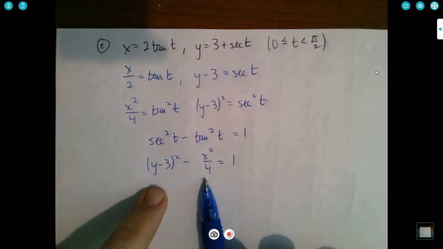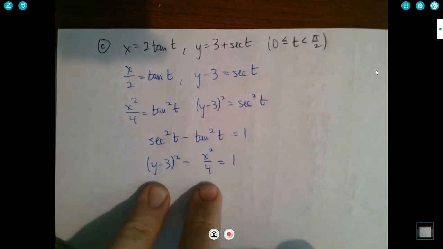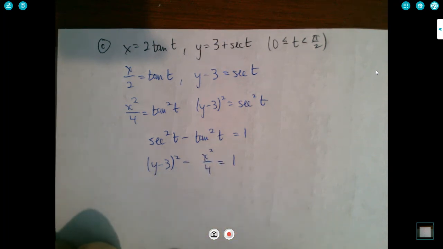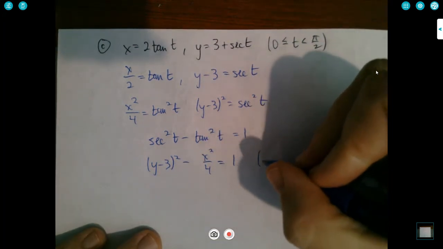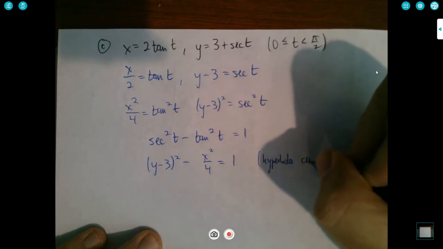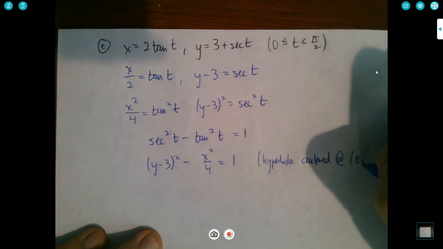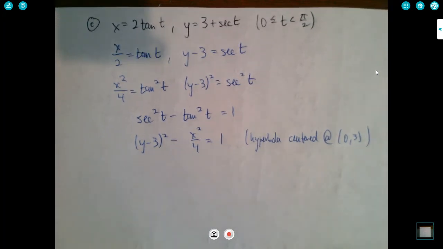Anyway, so this is a conic section. And if you can't tell what conic section it is, I'll let you know. This thing is a hyperbola centered at 0, 3. And yeah, so it's a hyperbola. Maybe we'll graph it. Yeah, so in fact, let's just graph it.